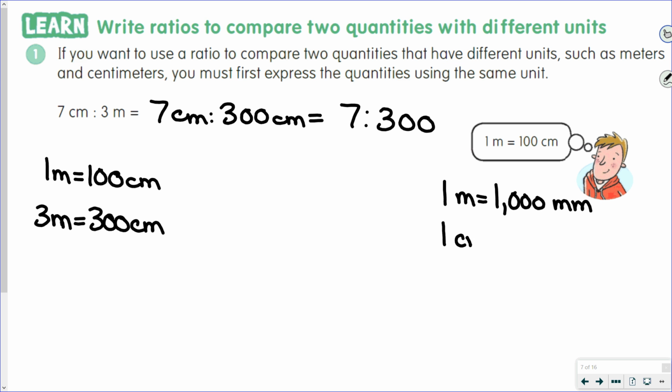1 centimeter or 1 centigram or 1 centiliter, which isn't really a thing that I've heard of, but we'll throw it in there anyway, is equal to 10 millimeters or milligrams or milliliters. And 1 kilometer or 1 kiloliter or 1 kilogram is equal to 1,000 meters, grams, or liters. So knowing those conversions will come in pretty handy.